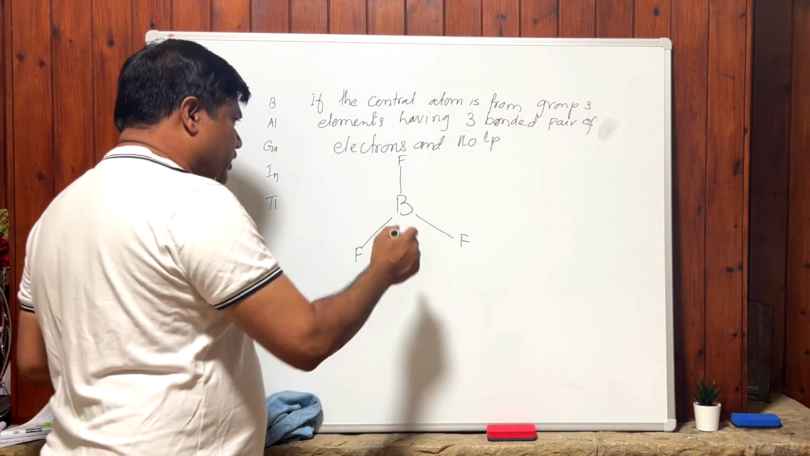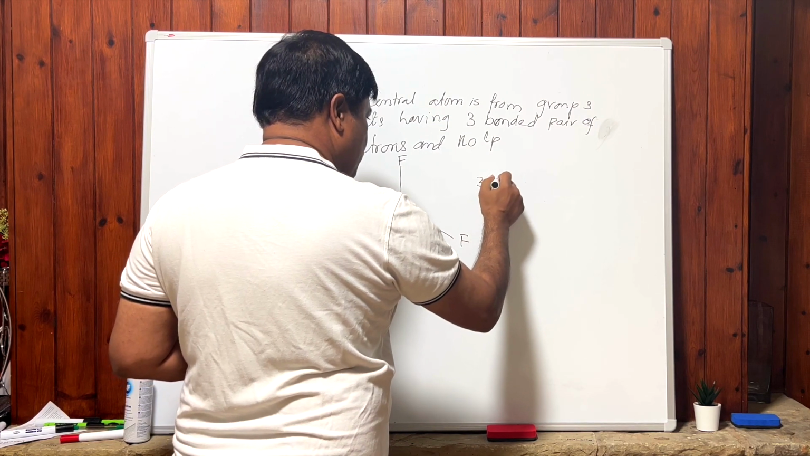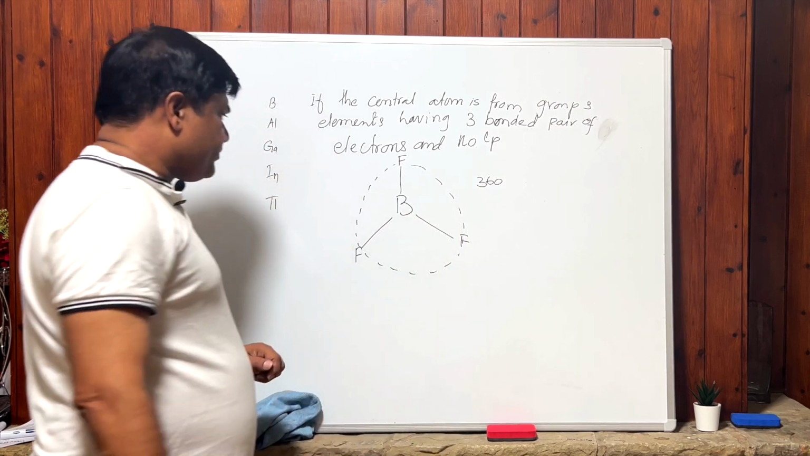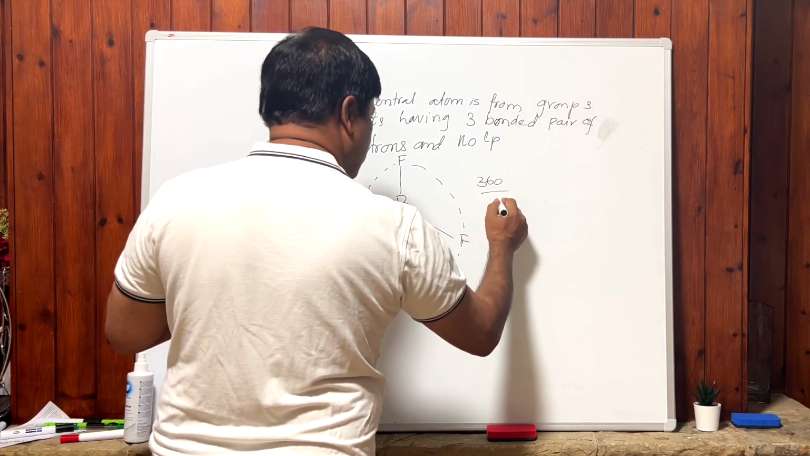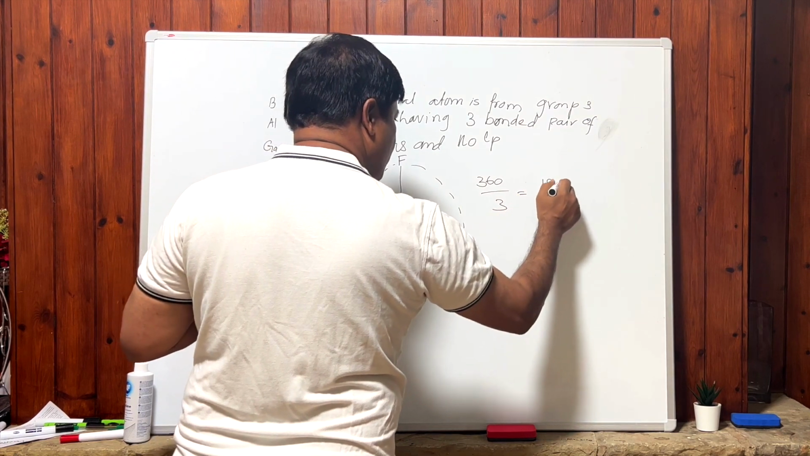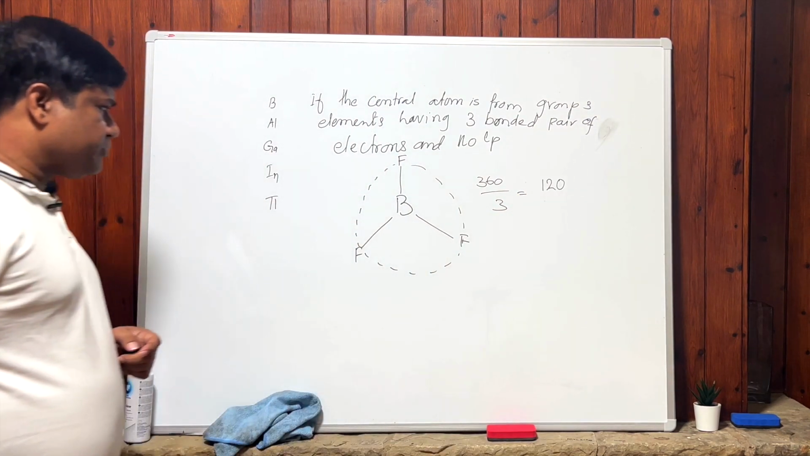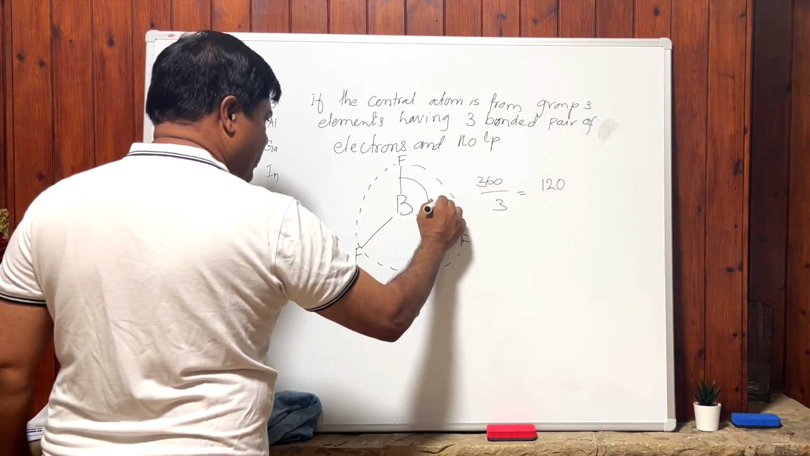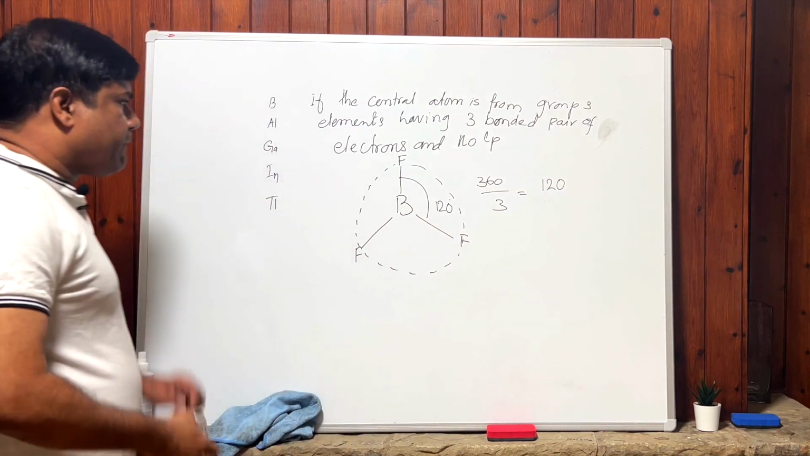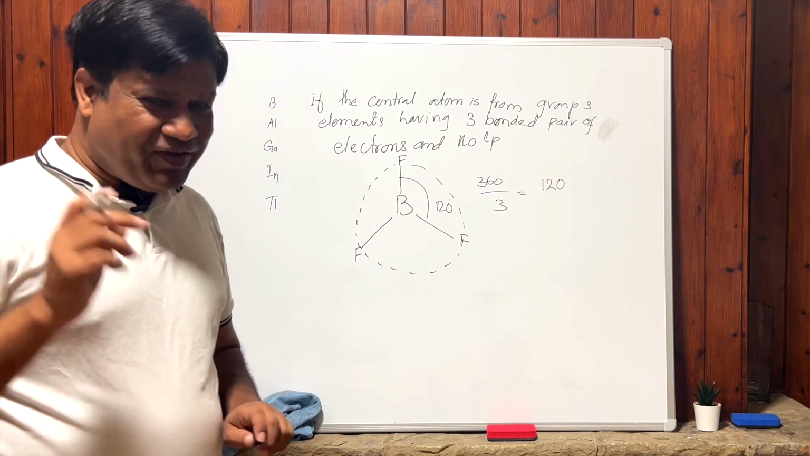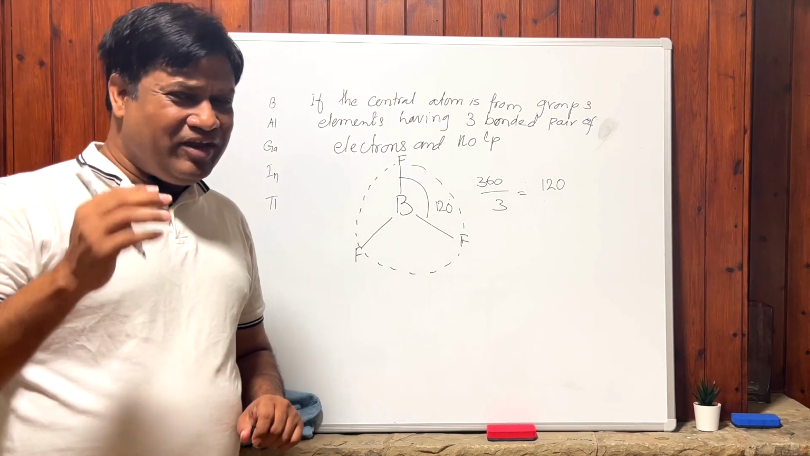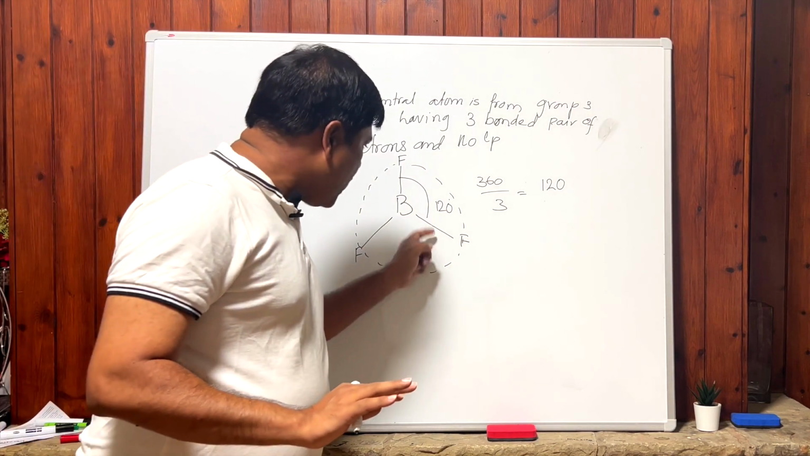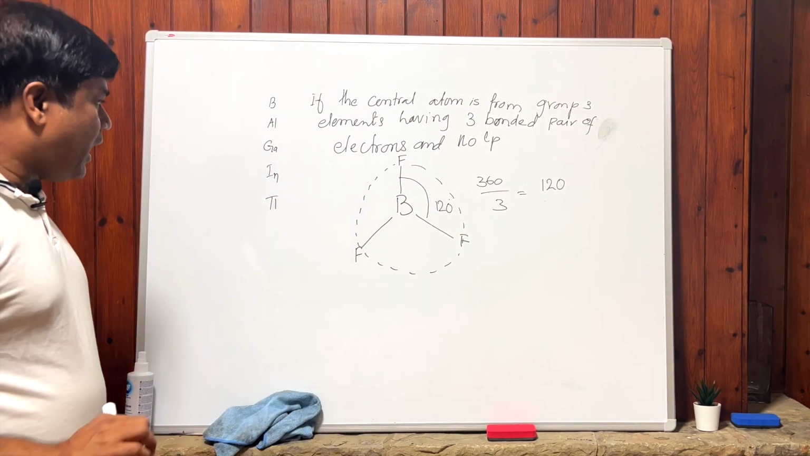So what will be the bond angle? The total of all this circle is 360, and you have to divide it by 3 because of 3 bonds. 360 divided by 3 is 120 degrees, guys. This bond angle is the same as that one, is the same as that one, 120. So if the central atom is from group 3, having 3 bonded pairs of electrons and no lone pair, the bond angle is 120. And what's the shape?